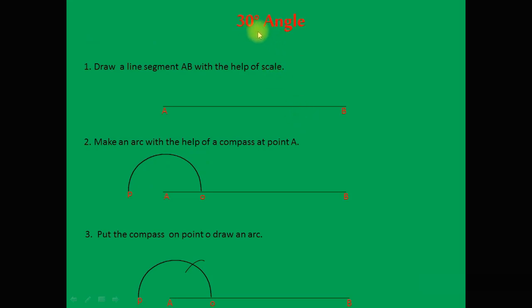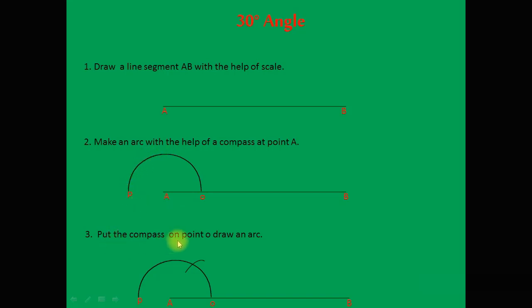Now how to draw angle of 30 degree? First of all, draw a line segment AB with the help of a scale. So this is a line segment AB. Now make an arc with the help of a compass at this point A. First of all open the compass about some radius. So then put the compass here at this point A and draw this arc.